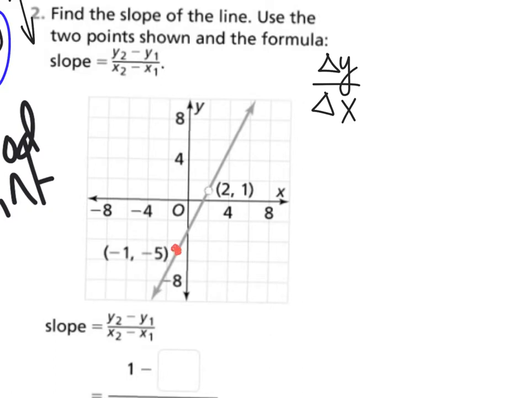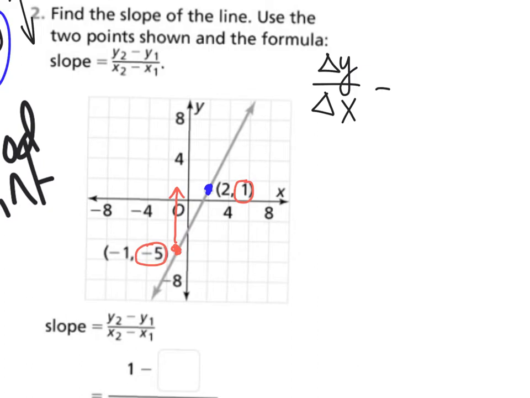Actually, the further to the left point, I should say. Further to the left point, which is -1, -5, and then going up to the further to the right point, which is 2, 1. What that allows me to do is look at my change in y first and then my change in x. So change in y: our y value is going from -5 up to 1.